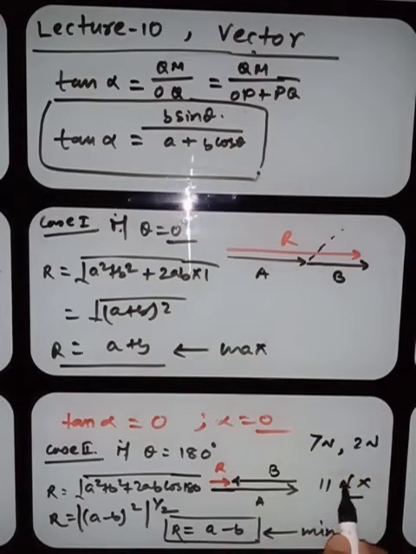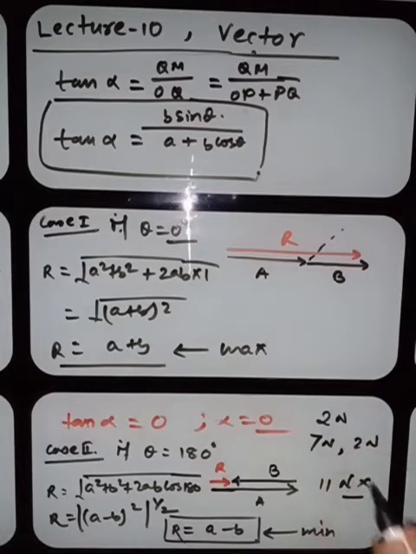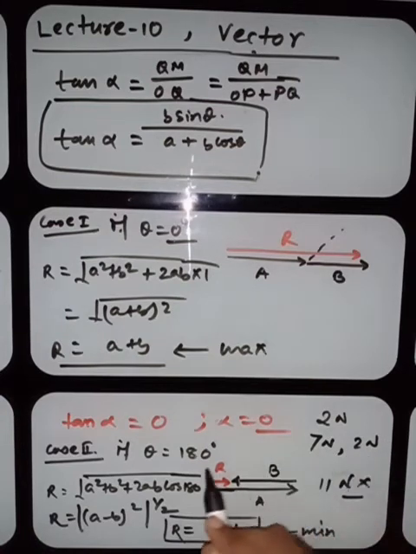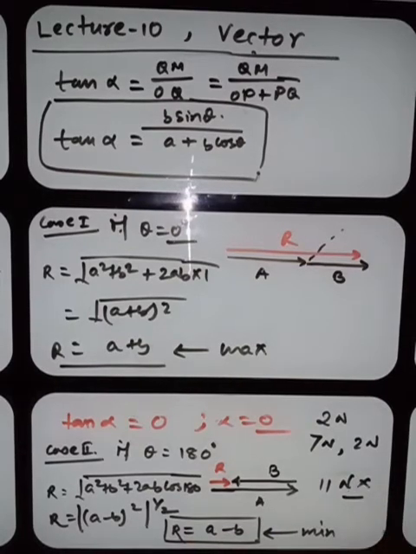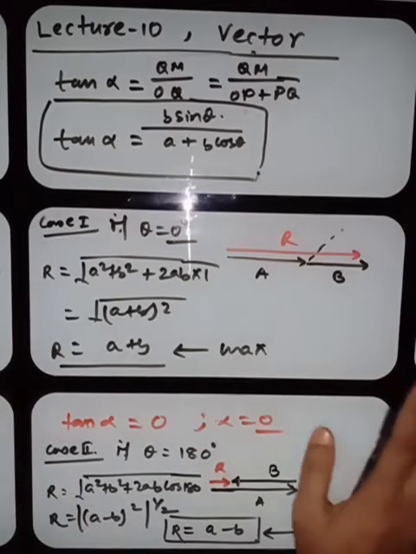If someone asks, could you find 11 Newton? Answer is no. If someone asks, could you find here the 2 Newton resultant? Answer is no. Because we can obtain here 7 minus 2 minimum 5 and maximum 7 plus 2, it is 9. Okay, my dear students. So remember, the two vectors will give you maximum and minimum. Between these two limits you can have the results.